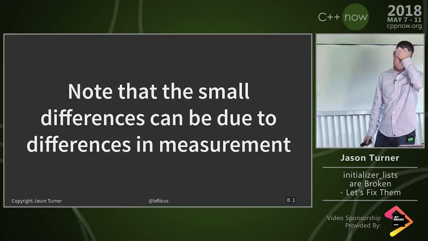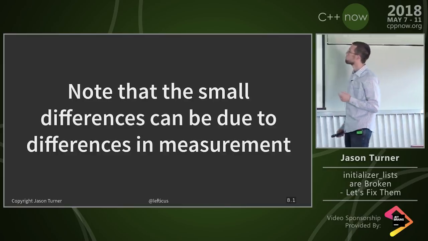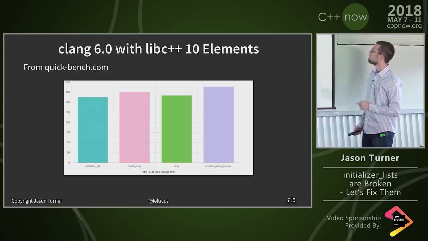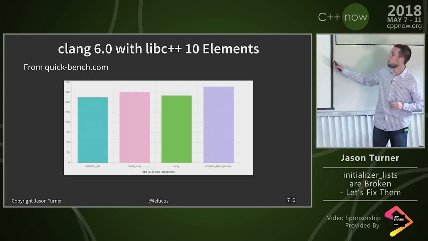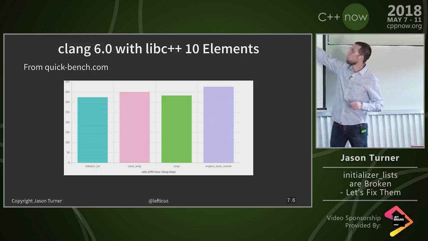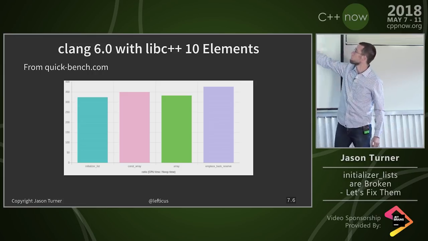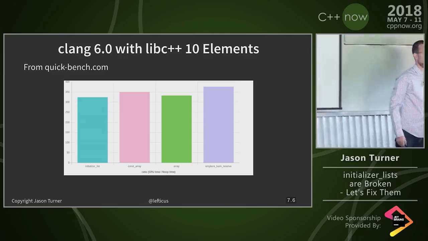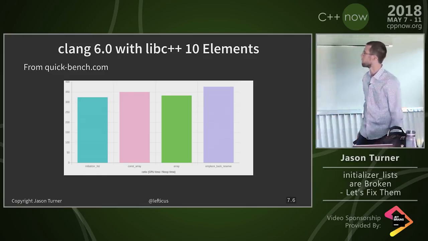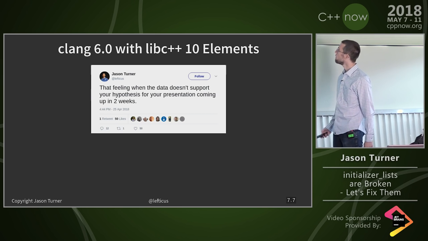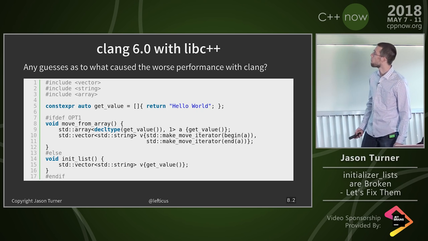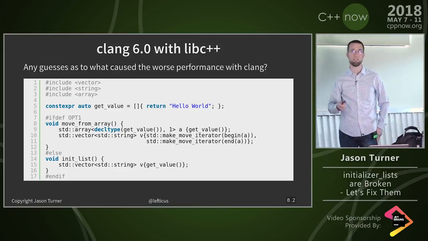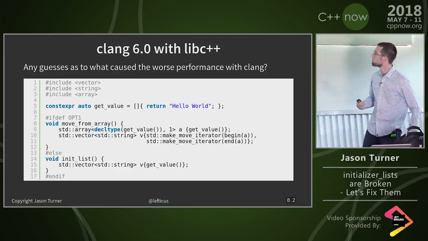Note that the small differences can be due to differences in measurement. So just for the record, I am using quickbench.com here. These are relatively small differences. This is like 325 to 350 nanoseconds per call, or whatever it is, microseconds per call. So they're very close together, but repeatably, my tests were worse.